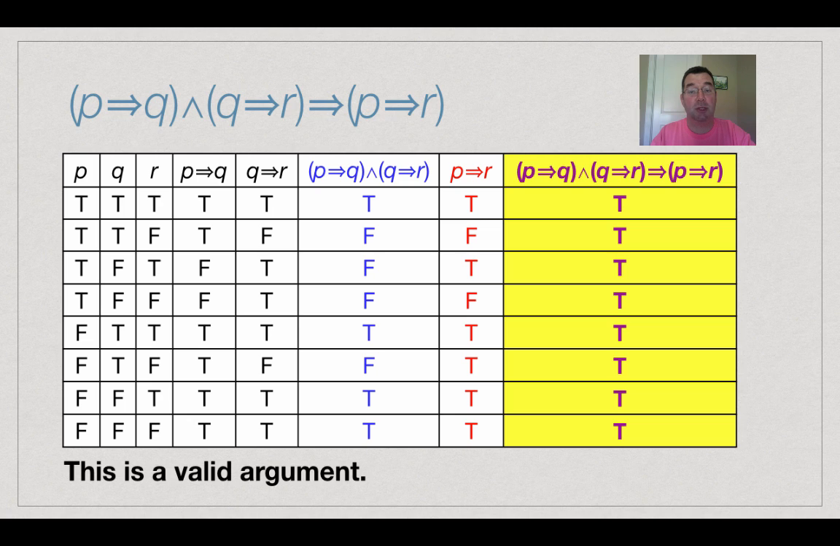So that is making valid arguments using premises and conclusions, and showing that those arguments are valid using truth tables.